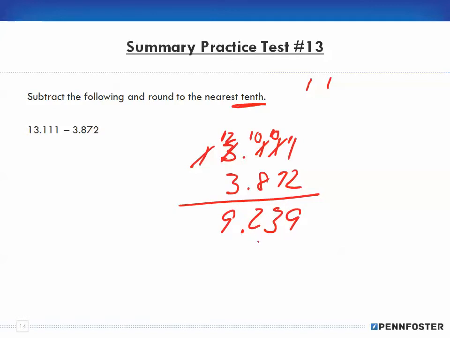Okay, so now I'm going to round to the nearest tenth, so this is my tenths position. All I need to do is look at the next position over, which is a 3, which means I round down, so I'm going to round down to 9.2 as my final answer. Okay.